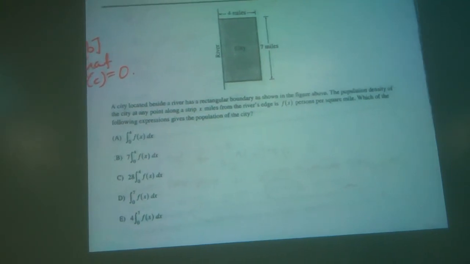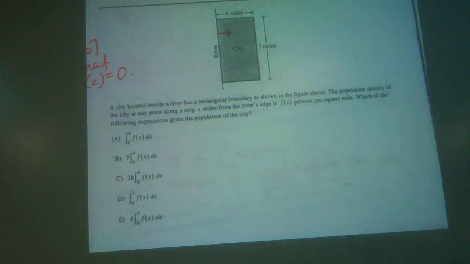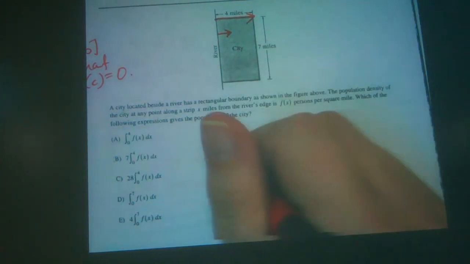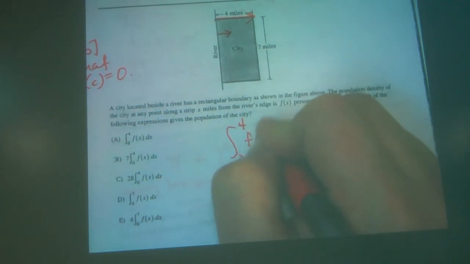Okay, so this one, we're measuring in from the river, x miles. So x is the number of miles that you are from the river's edge. So that value can be anywhere from 0 miles, you'd be right on the river, all the way to 4 miles from the river. So that'll tell you this dimension. But if we want to know the whole population, we would then have to multiply by this dimension, the length, right? Because the city's a rectangle.